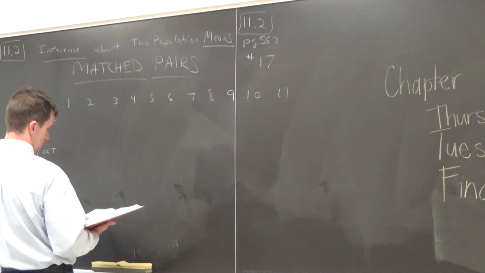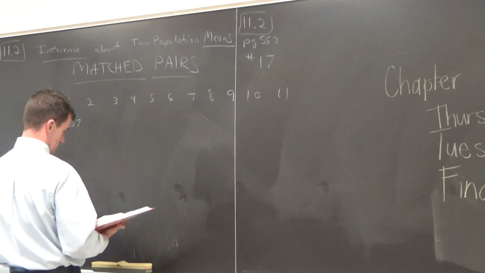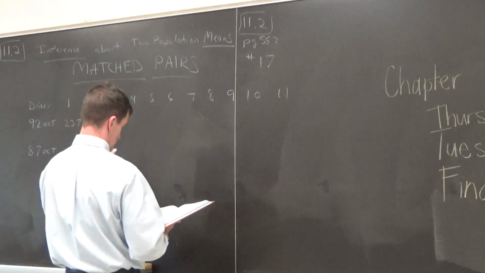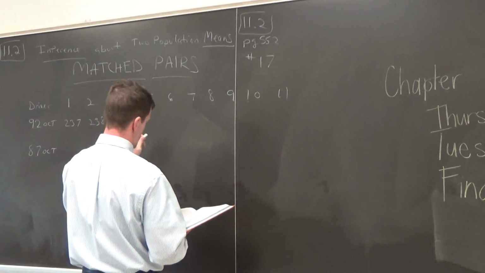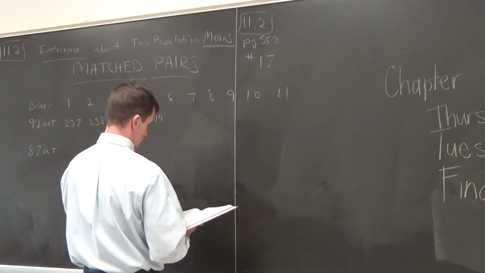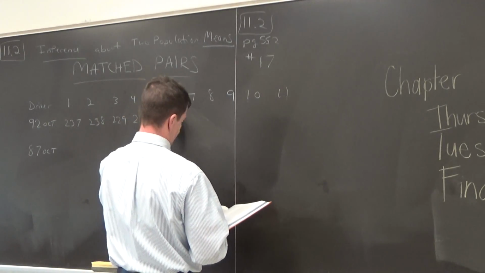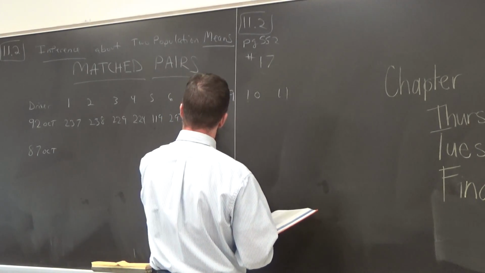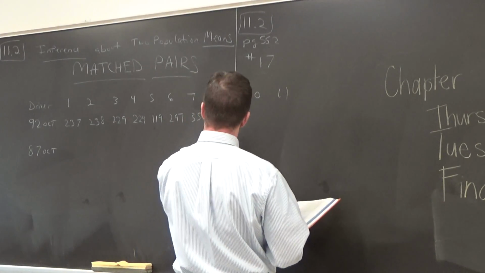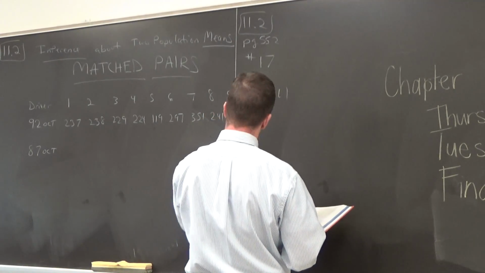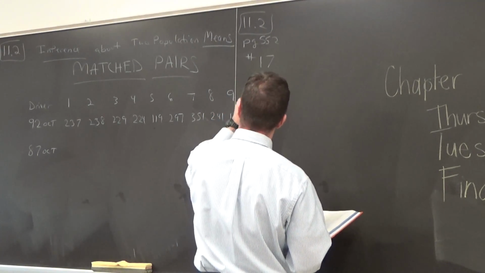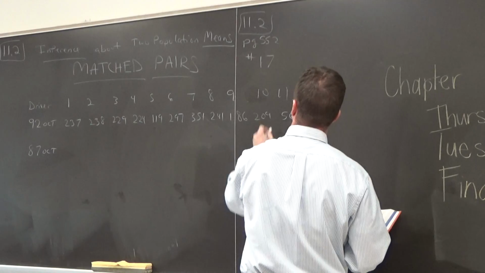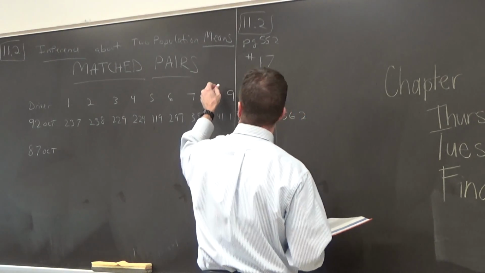So for the 92 octane, driver 1, 237, 238, 229, 224, 119, 297, 351, 241, 186, 209, and then the 11th driver, 562 miles on the 92 octane. Oh, what do you call these columns here?